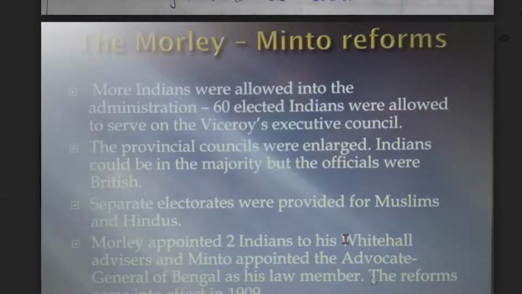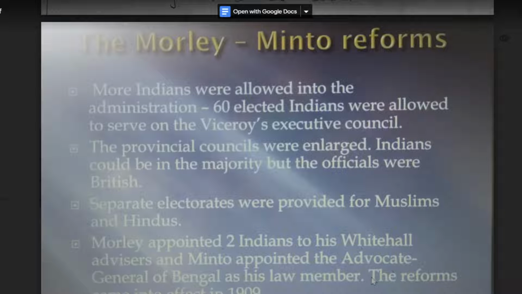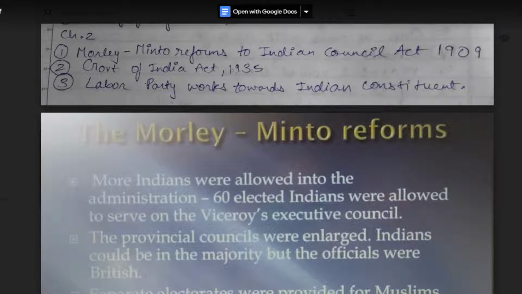Third point, the provincial councils were enlarged. Indians could be in the majority but the officials were British. Fourth point, separate electorates were provided for Muslims and Hindus. Fifth point, Morley appointed 2 Indians to his Whitehall advisories and Minto appointed the Advocate General of Bengal as his law member. The reforms came to be known as effective from 1909.